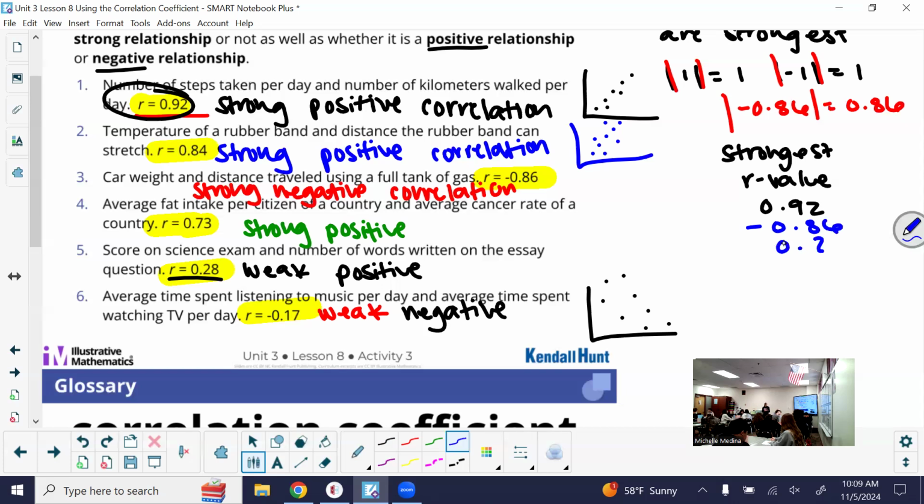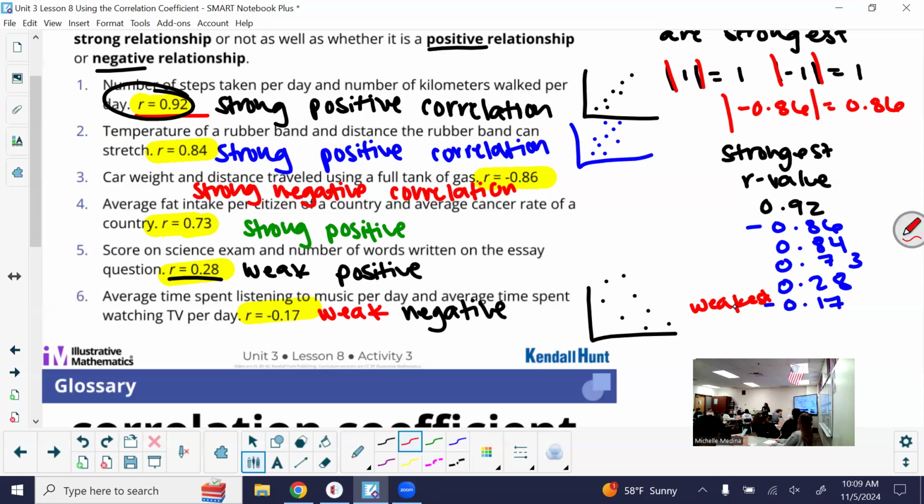The 0.84. Table 8, what would be next? 0.73. Table 9, what would be next? 0.28. And there's only one left. Negative 0.17. So here's my strongest because the absolute value is closer to 1. Here is my weakest. So this one is the closest to 0 out of all of them. Questions, comments, concerns? Does that make sense? We don't care if it's positive or negative when we're talking about strength.